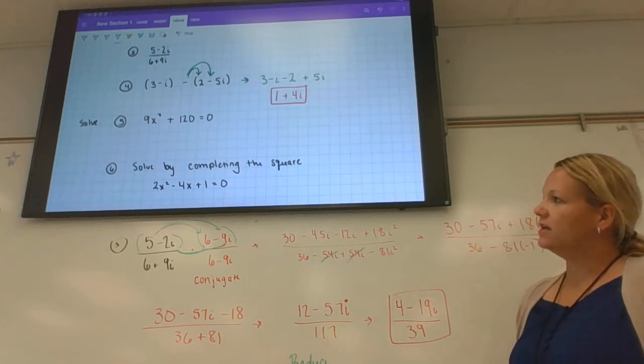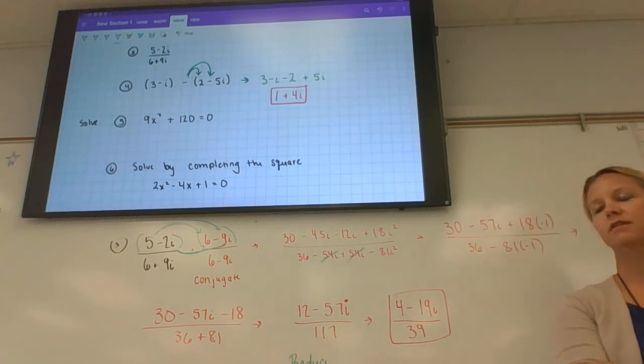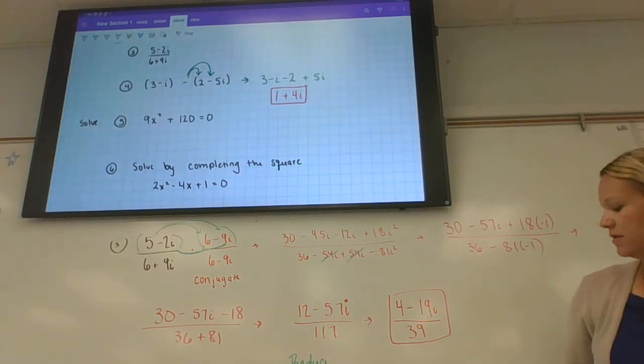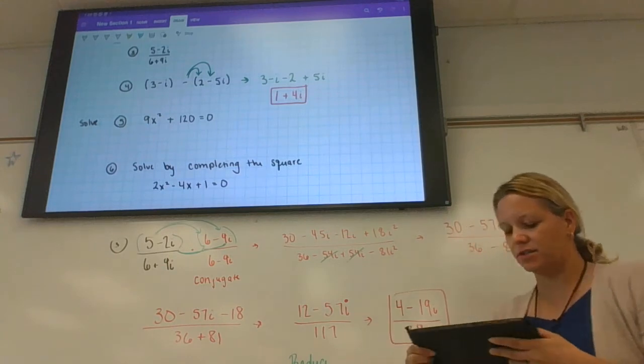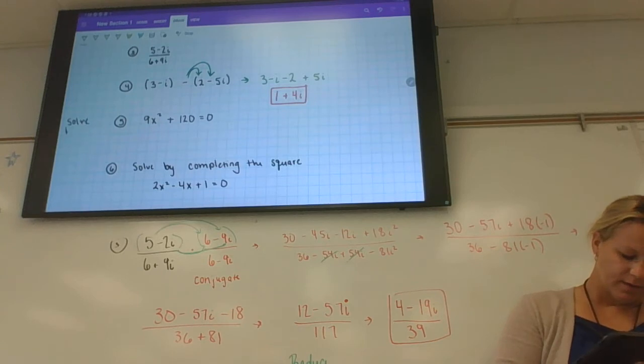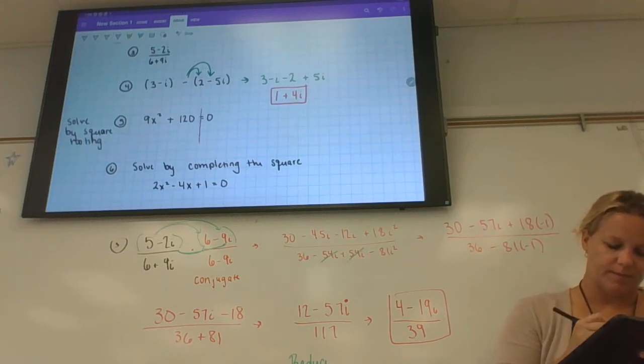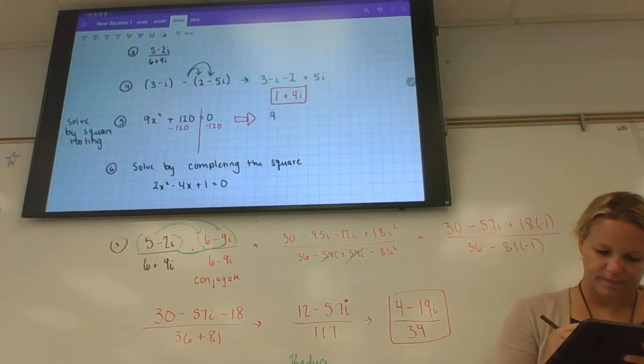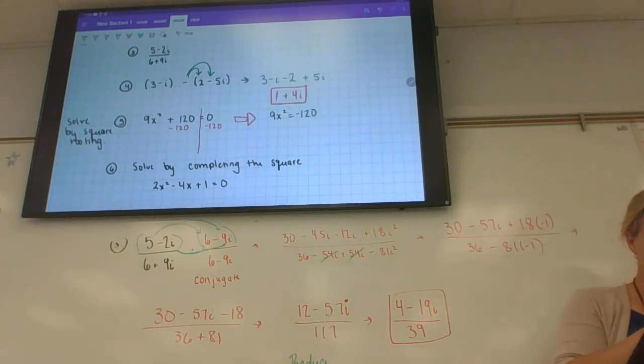All right, the next two are solving. You're right about your question, Max. This should be solved by square rooting. Put a line in, subtract 120. Put a line in, divide by 9.